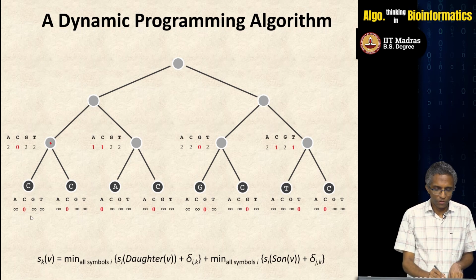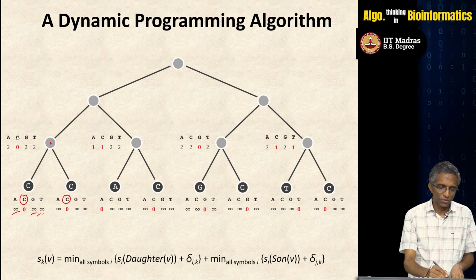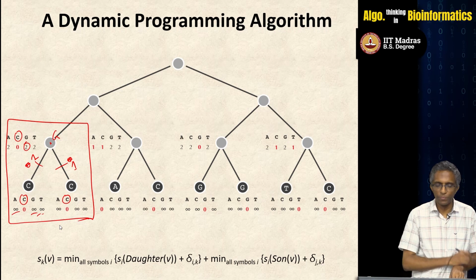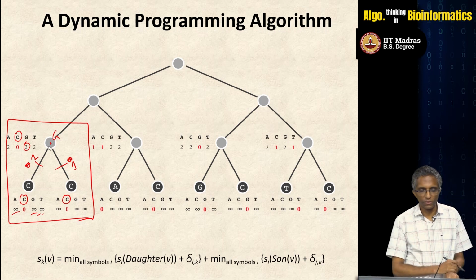So, you look at all possibilities, you will not take any of these infinities, you will only take the option C and C, and so only if you set it to be C, the delta will be 0 both here, right. If you set it to G, for instance, delta G C is going to be 1, and you will get 2 as your cost of this optimum parsimony tree rooted at this particular node G.